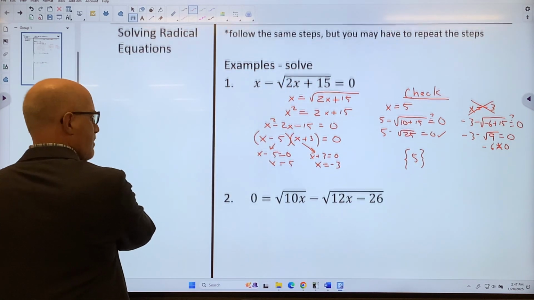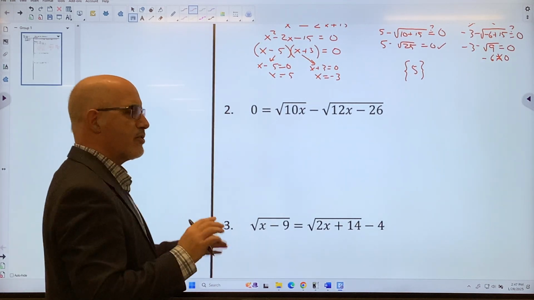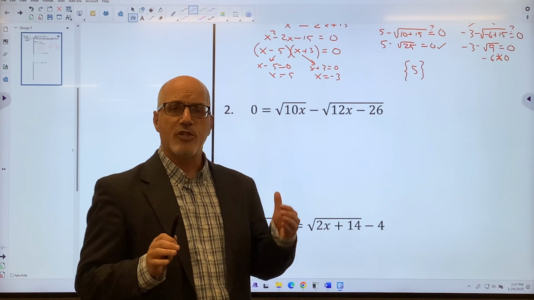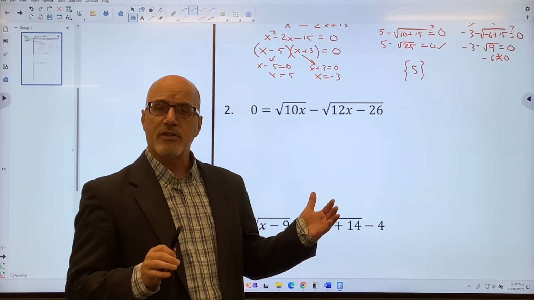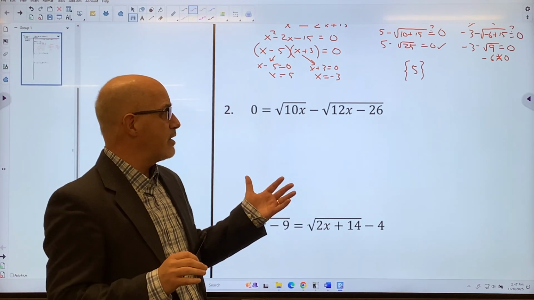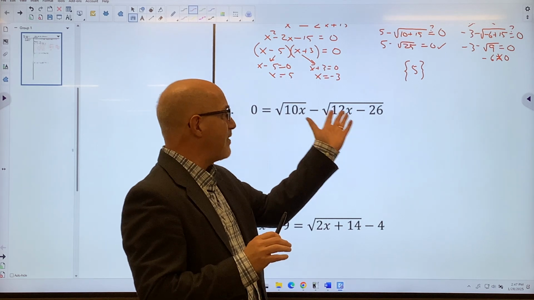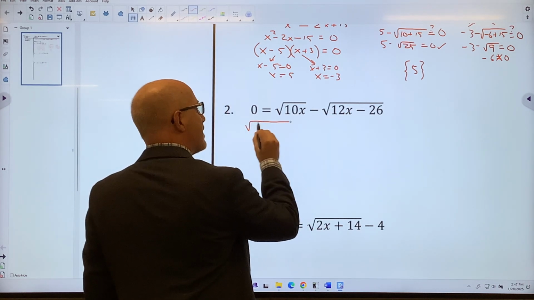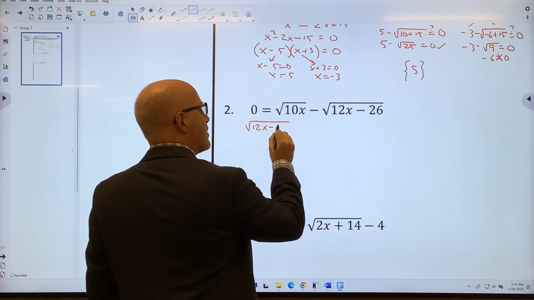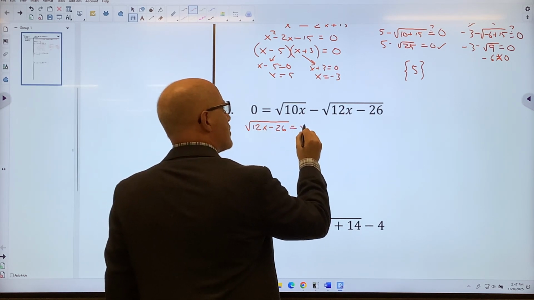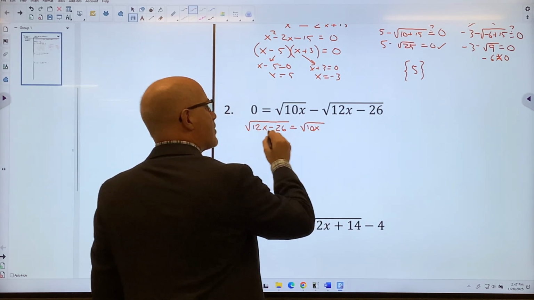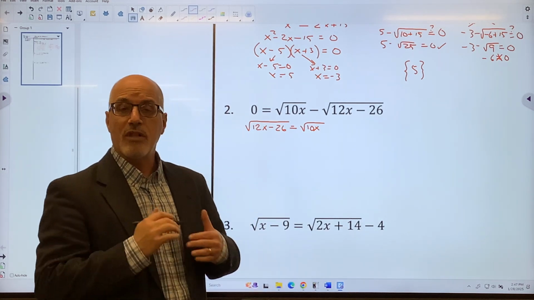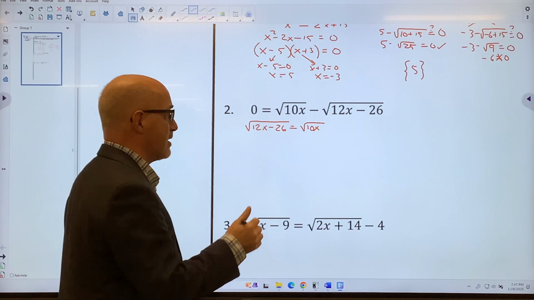Let's try the next one. Now this one has 2 square roots in the problem. You still follow the same guidelines. You want to get one of the radicals by itself. So to get one of these square roots by itself, I'm going to add this one to both sides. Now notice that actually gets both of them by themselves on each side. So this is one type that you'll get, where both sides will have a square root. You still square both sides. That will eliminate all the square roots in this case.